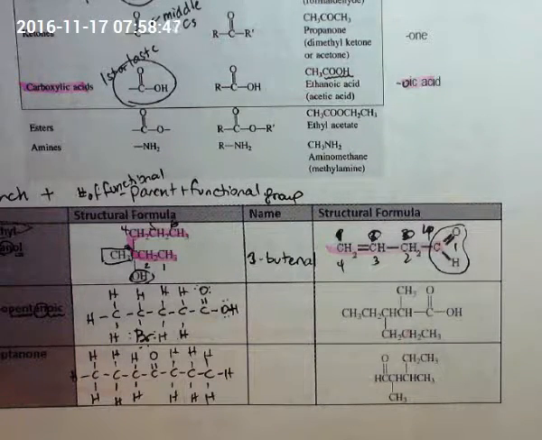So that prefix number either tells you where the bond is, yeah, or where the functional group comes off, yeah, or where. Yes, it can. If it's natural. Yes.